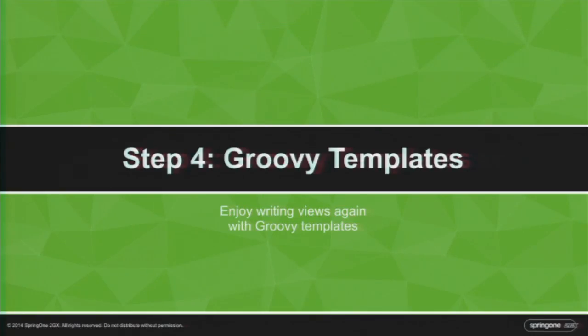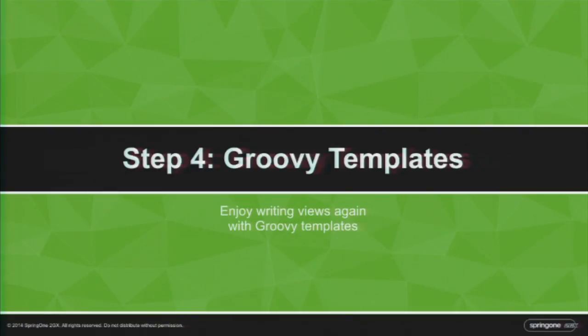Okay, so you've now thrown out your Java code, and you've rewritten your code base in Groovy, but you're still stuck with these JSP views, or I don't know, Freemarker or something like that, and you want to go full on Groovy down to the view layer. So how do we achieve that?